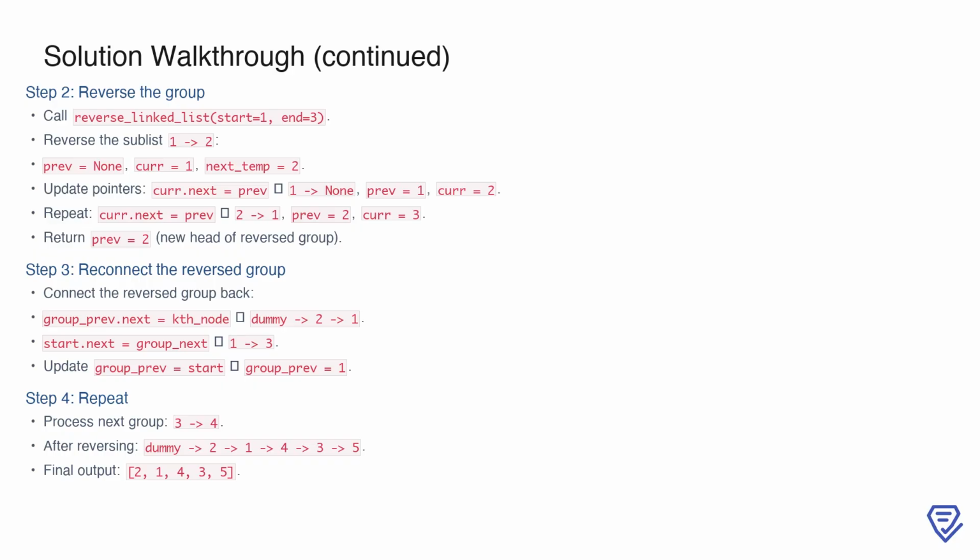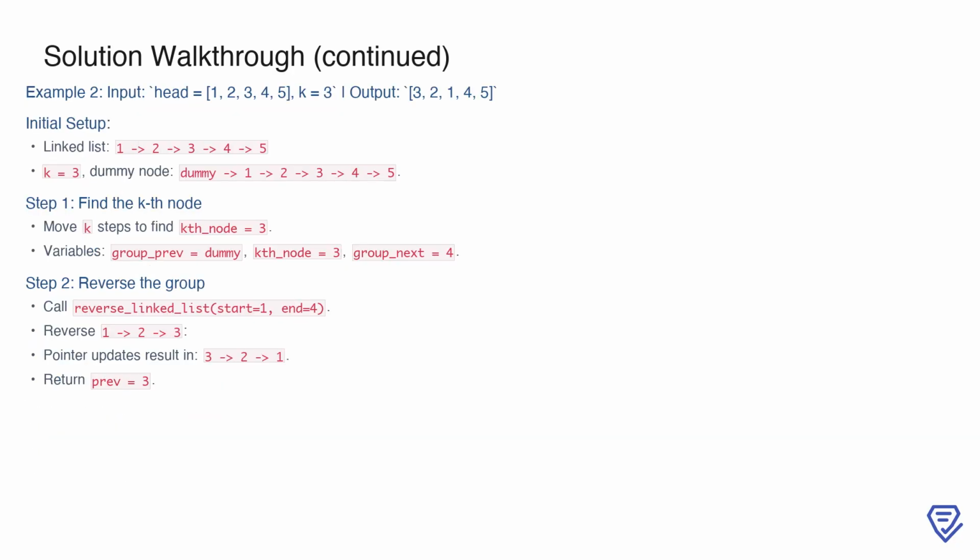After reversing, we reconnect the reversed group to the rest of the list. Group_prev.next is updated to point to the new head of the reversed group, 2, and start.next is set to group_next, connecting 1 to 3. Finally, we update group_prev to point to the start node, which is now 1, and move on to the next group. Repeating this process, the next group 3-4 is reversed, resulting in the final list, dummy-2-1-4-3-5. The output is 2, 1, 4, 3, 5.